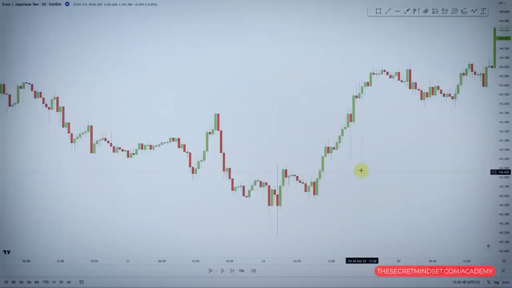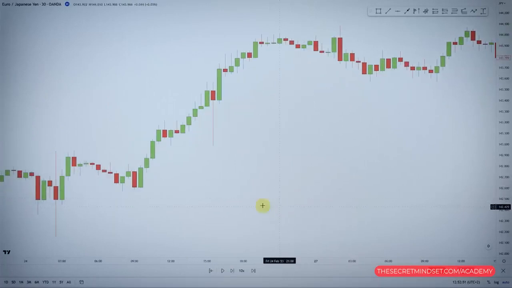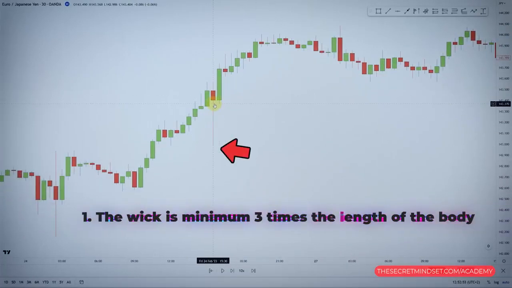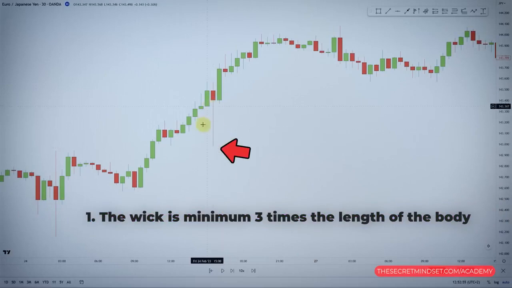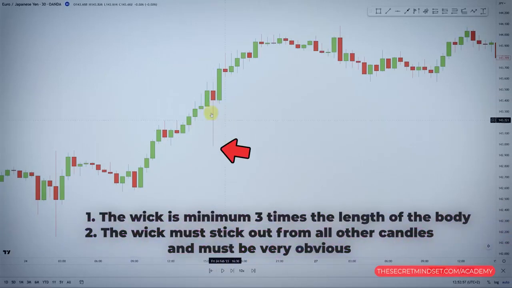I consider a valid pin bar a candle that meets two conditions. The wick is minimum 3 times the length of the body, and the wick must stick out from all other candles and must be very obvious.